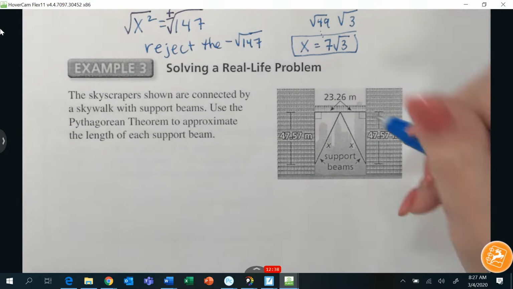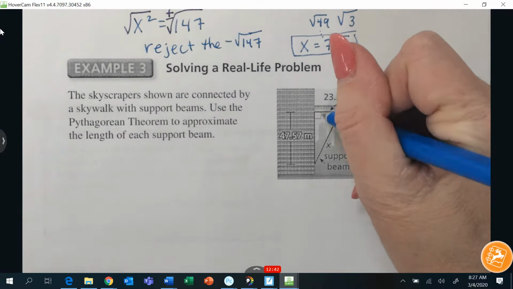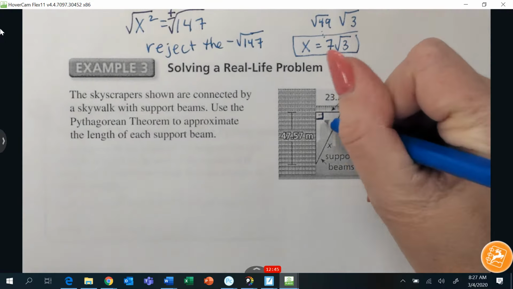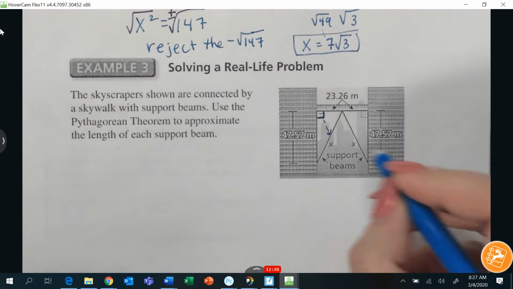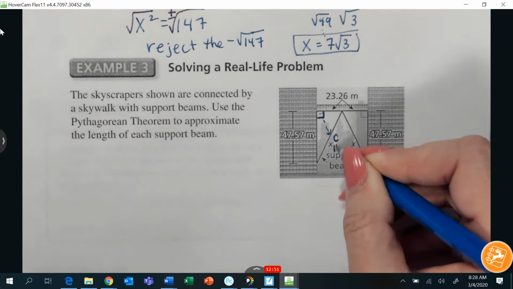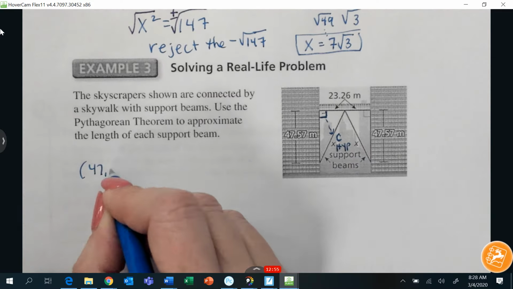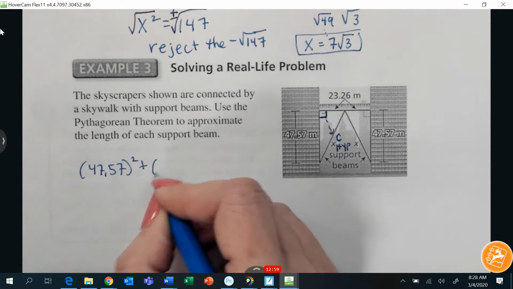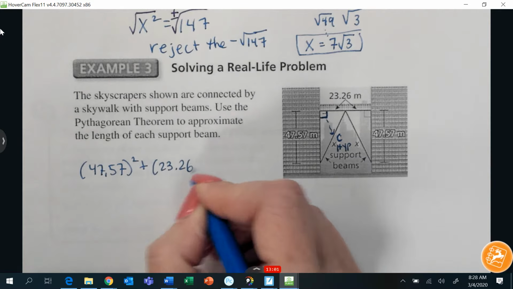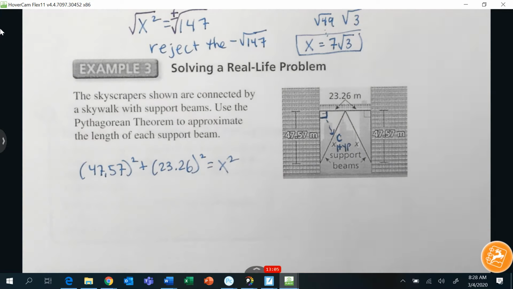X is C. How do we know? It's opposite the 90 degrees. It's not touching the 90 degrees. It's opposite it. So x is the C. That's the hypotenuse. So we're going to do 47.57 squared plus 23.26 squared equals x squared. This is where you might want a calculator.